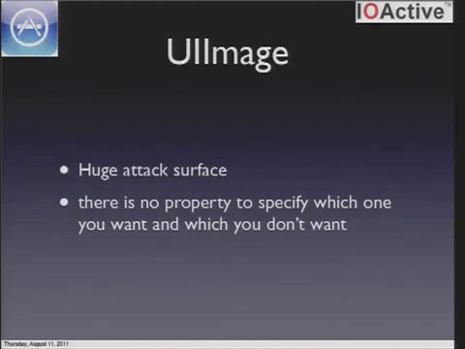And it's the same thing as before. There's no way to turn it off. There's no way to say, I'm going to use a UI image, but I only want to render a bitmap file. If you hand me a JPEG file, I'm going to reject it. There's no way to do it.